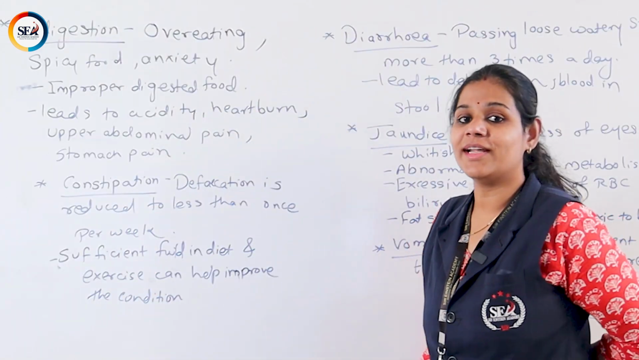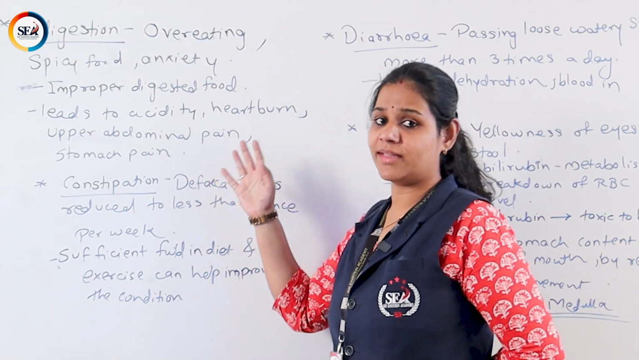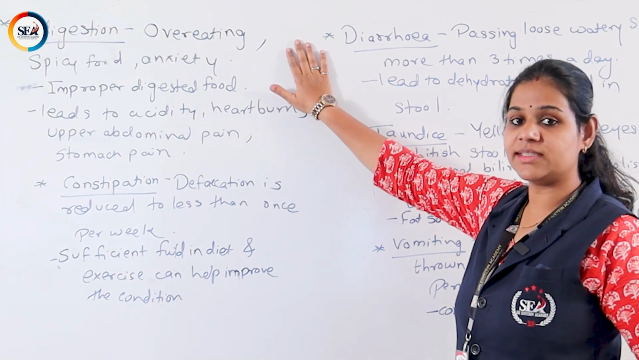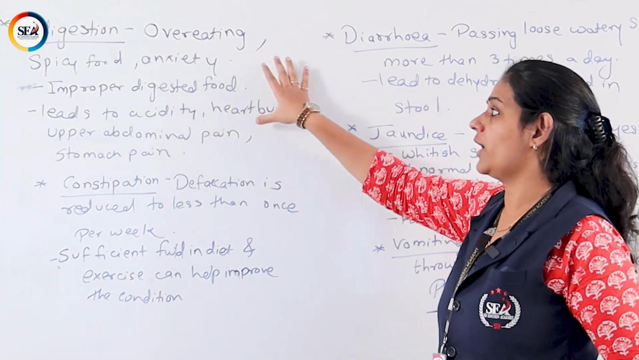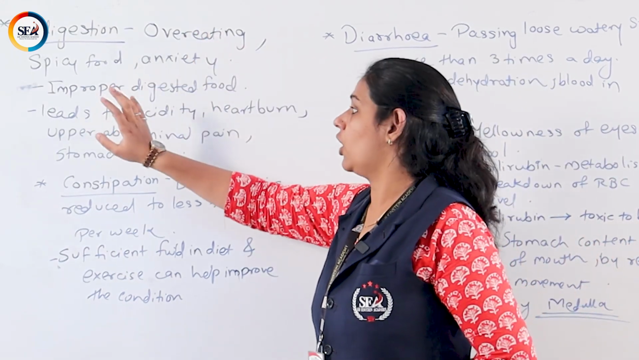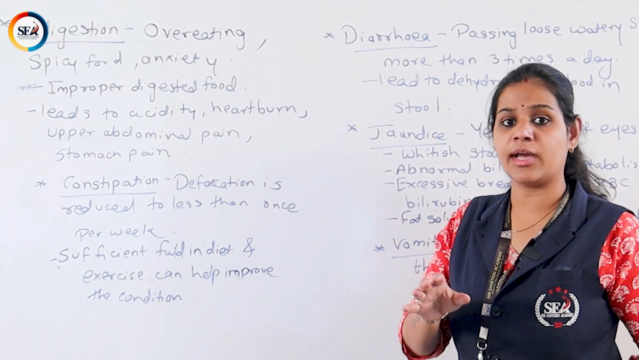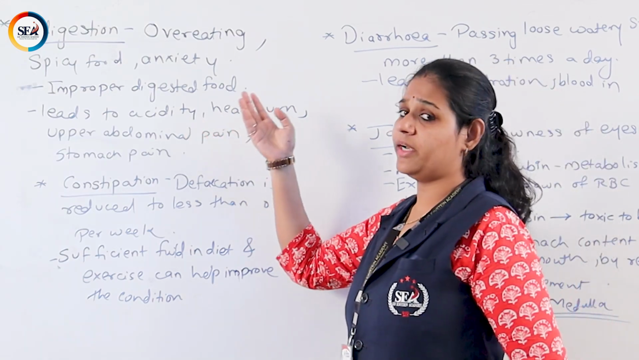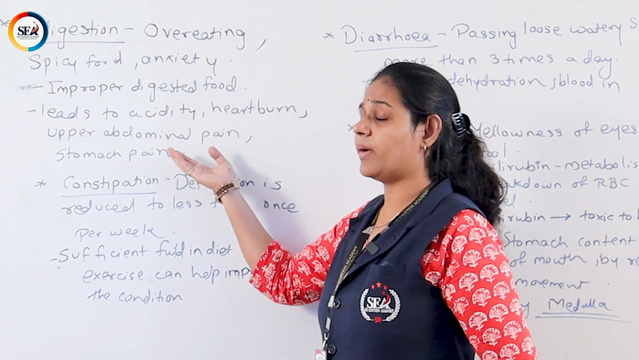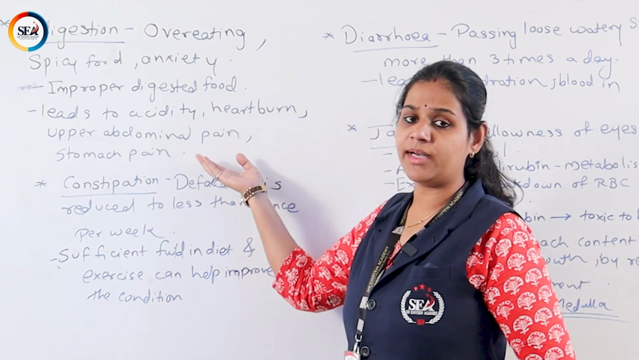The last point is diseases or disorders associated with the digestive system. First is indigestion. Here, overeating, eating spicy food or anxiety will lead to indigestion. Also, improperly digested food can lead to indigestion. What are the symptoms? It will lead to acidity, heartburn, upper abdominal pain, and sometimes stomach pain.